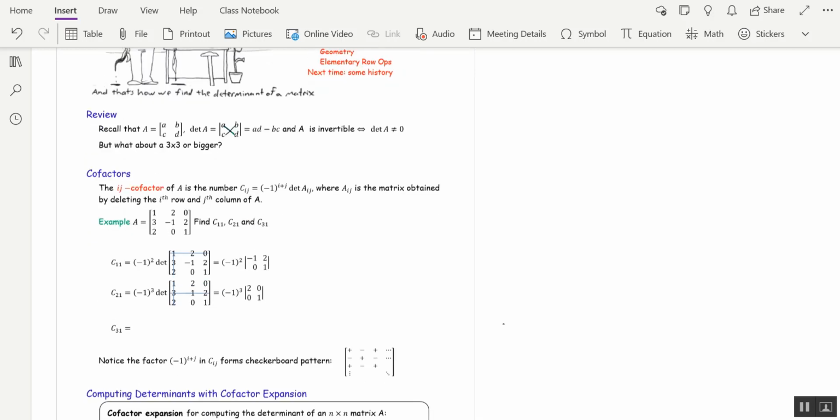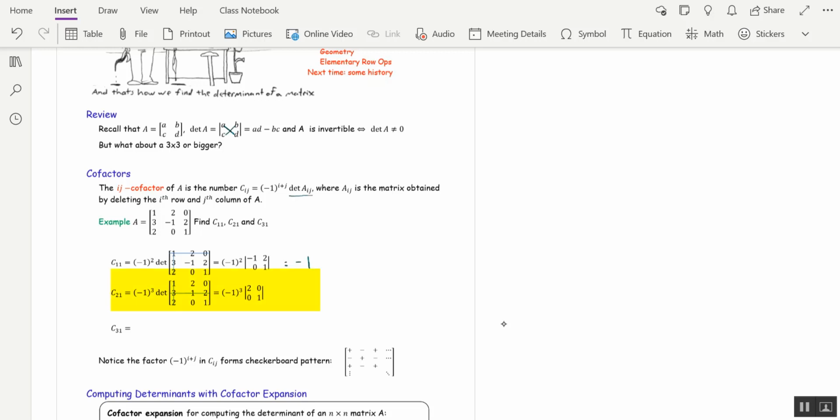First of all, cofactors. The ij cofactor of a matrix is -1 to the i plus j times the determinant of the submatrix you get when you cross out the ith row and the jth column. So let's look at an example where we've got a 3x3 matrix, and let's go through and find three of the cofactors. So C11 is -1 to the 1 plus 1, which is 2, and then I take the determinant of the 2x2 matrix I get by crossing out the first row, first column of A, and that gives me -1. So that's a number.